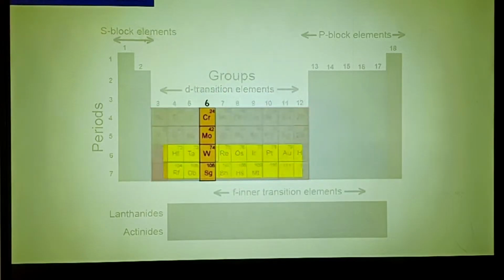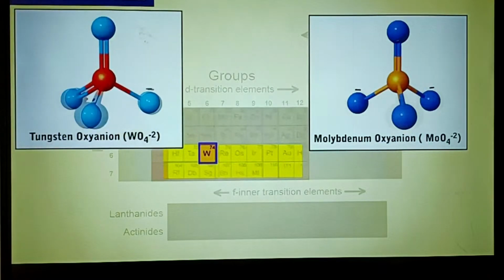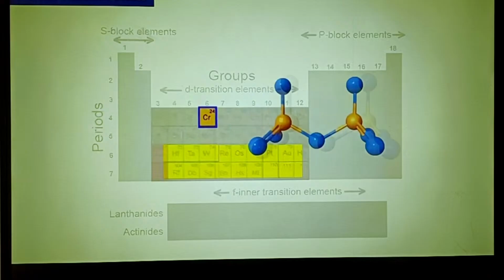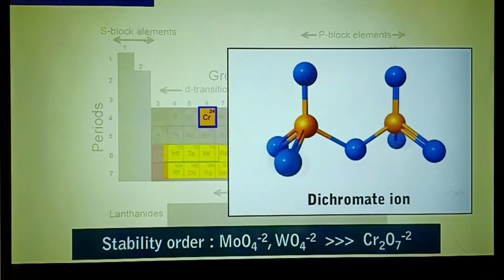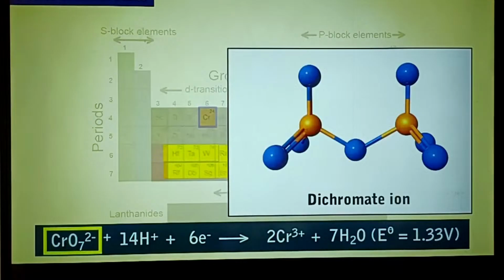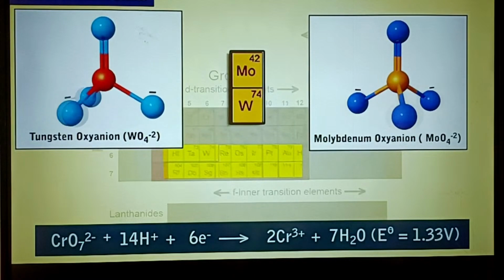For example, for group 6, molybdenum(VI) and tungsten(VI) in the form of their oxyanions are found to be more stable than the dichromate ion, in which chromium is in its highest oxidation state of +6. Thus, the dichromate ion acts as a strong oxidizing agent in an acidic medium, while the oxyanions of molybdenum and tungsten do not.